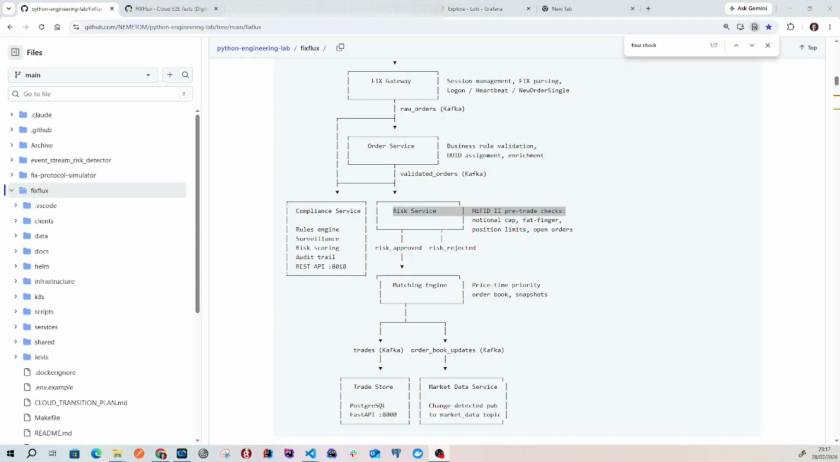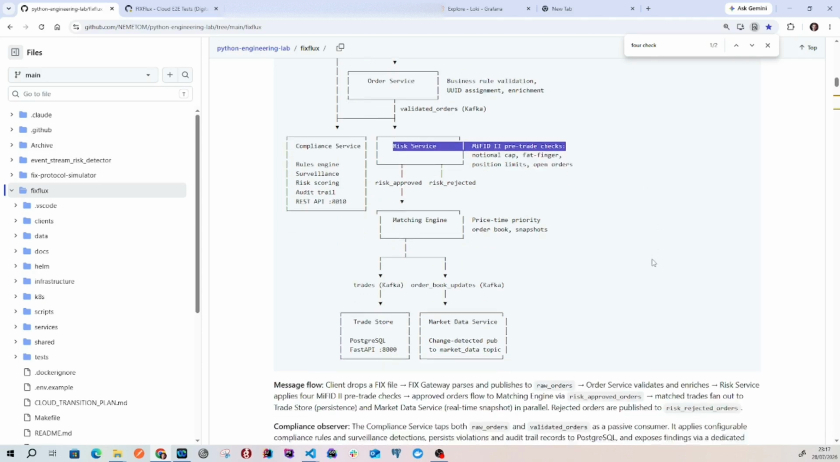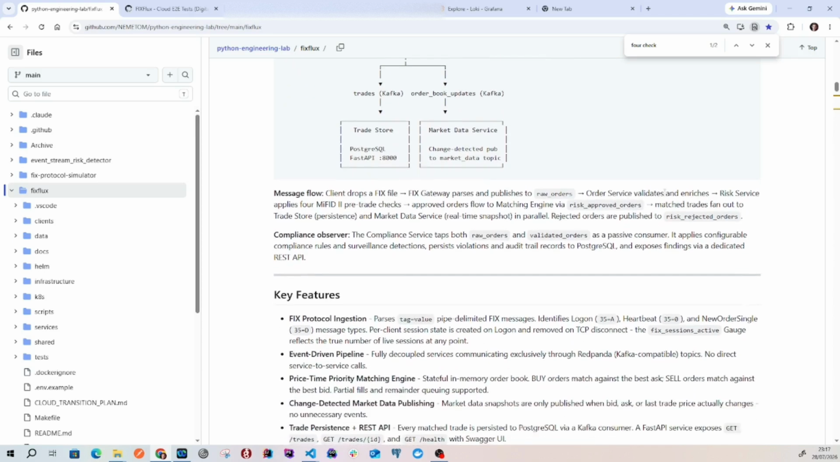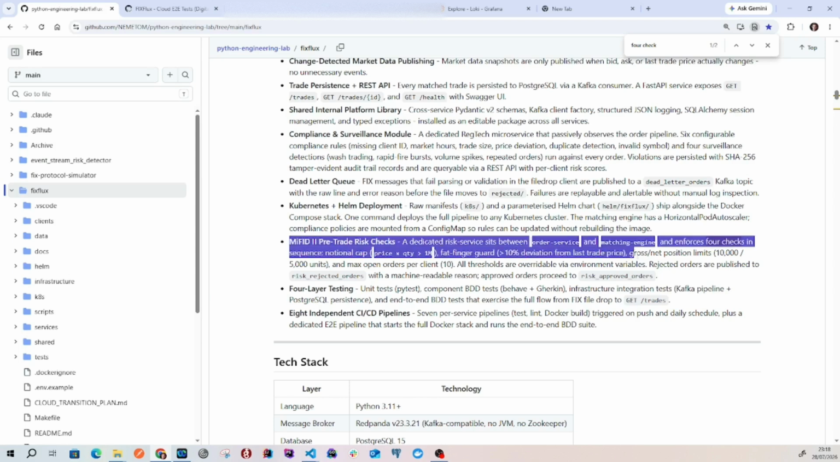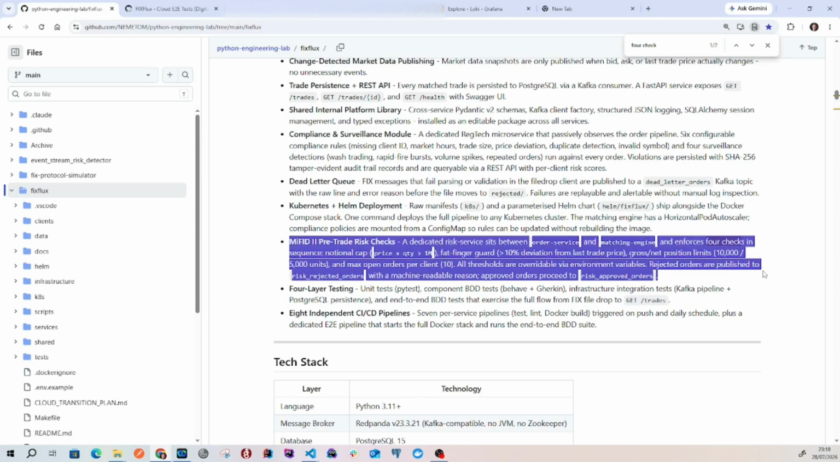MiFID II's regulatory technical standards require investment firms to have pre-trade controls that stop erroneous or disorderly orders before execution. In practice, that means a handful of concrete checks. Is this order too large in value? Is the price a fat finger typo? Does it push a client's position past the limit? And is this client already juggling too many open orders at once? FIXFlux implements all four.